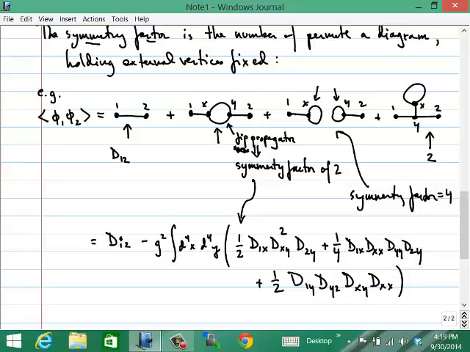Yes, is there a question? Is symmetry factor, are you swapping x and y? No, I'm sorry. What I'm doing is I'm permuting the lines, not the vertices. Okay. Yes, thank you. Yes. Can you just show me the 4 permutations you're talking about?